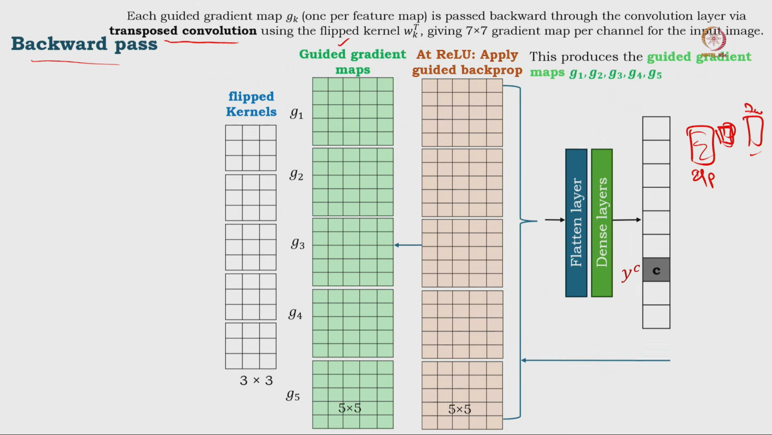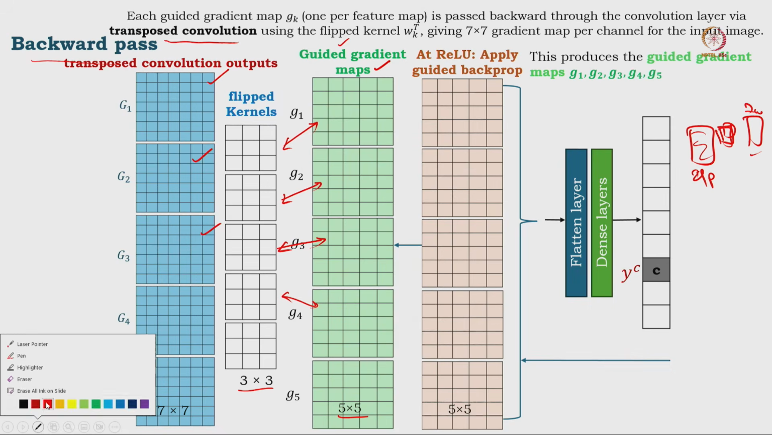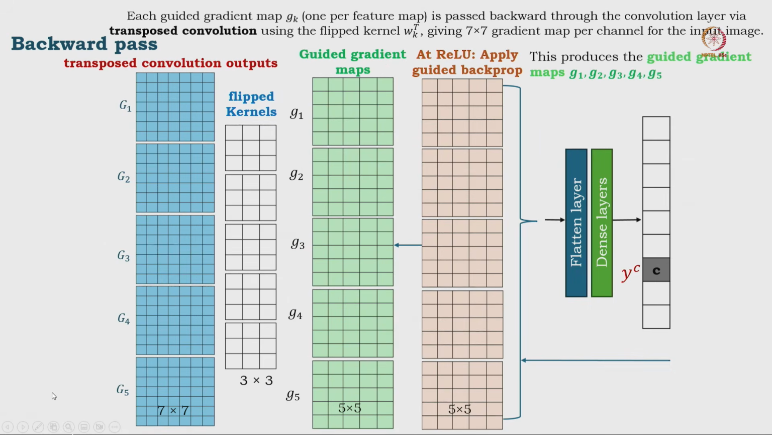Now, you perform a transposed convolution operation. The gradient map size is 5 cross 5, and the kernel is 3 cross 3. When you do a transposed convolution for this kernel on this gradient, you get this output. This kernel on this, you obtain this. So, for each kernel and its associated matrix, we obtain transposed convolution outputs. So, we have obtained this transposed convolution.